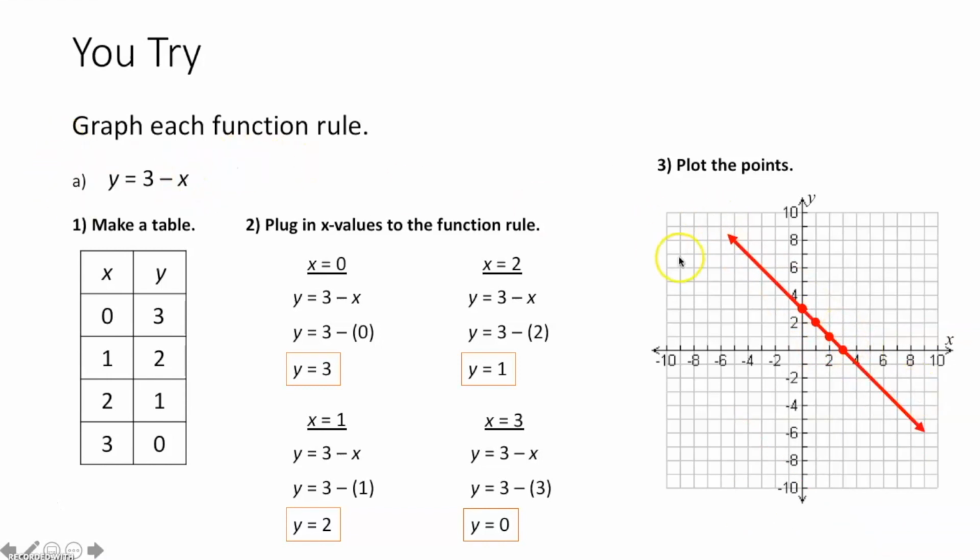And you can tell that it was going to be a linear function because we have x to the first power. Anytime you don't see an exponent, that means it's to the first power. And because it's to the first power, that's a linear function.